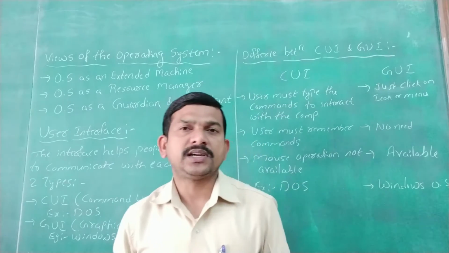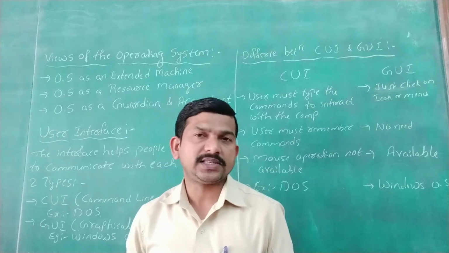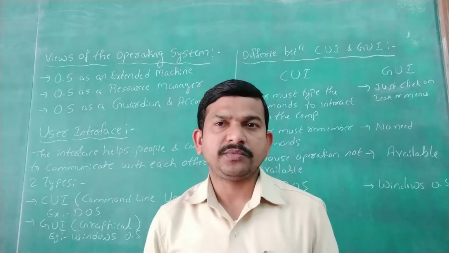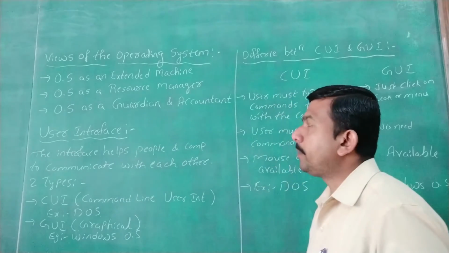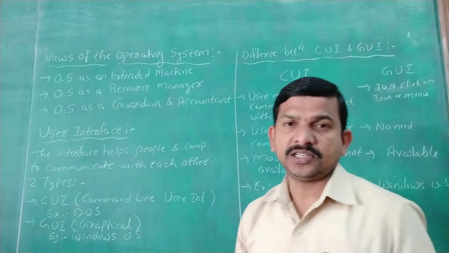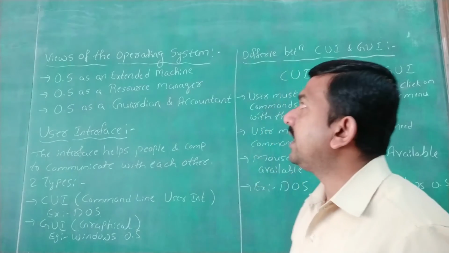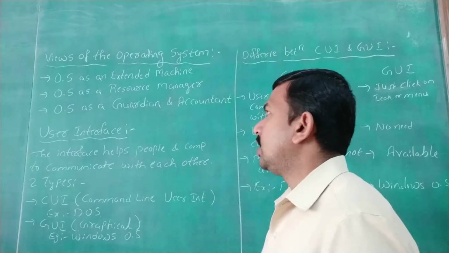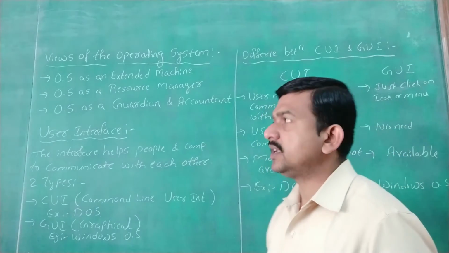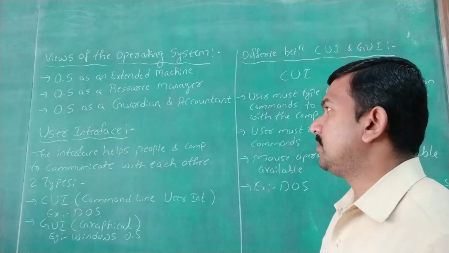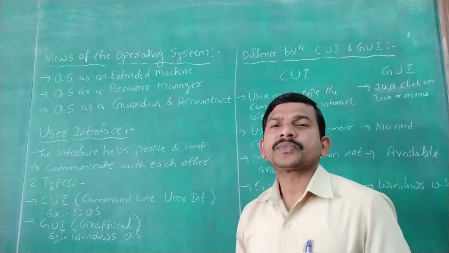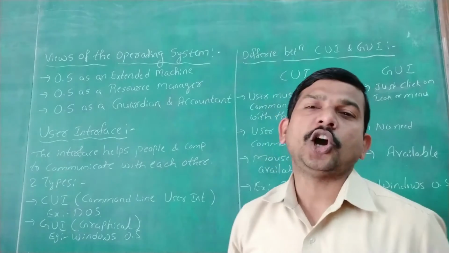Then we discussed some of the functional features of the operating system. Apart from those, there are some views of the operating system. I mentioned some of the views of the operating system. The first one, it acts as an extended machine. The second one, operating system as a resource manager, as well as operating system acting as a guardian as well as accountant. So these are the three general views of the operating system.